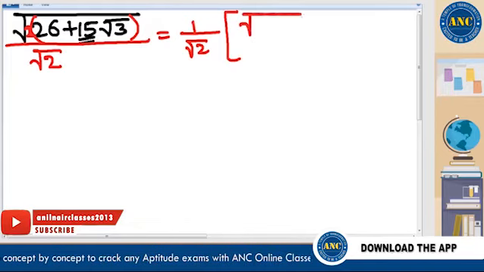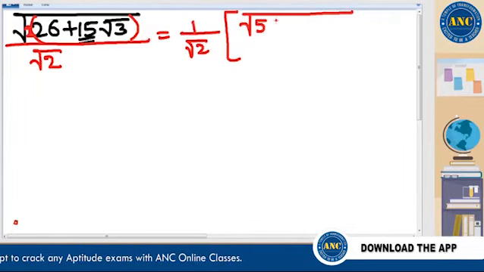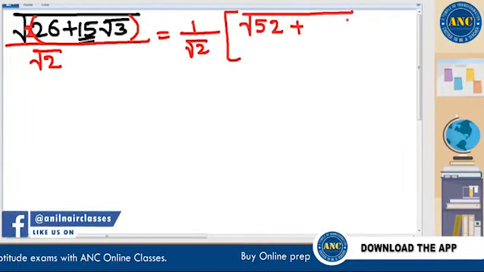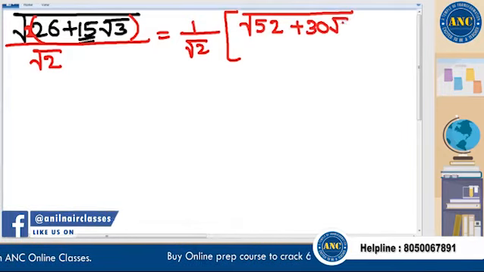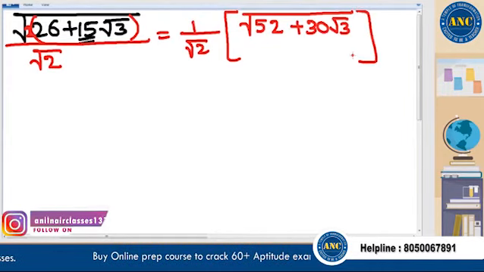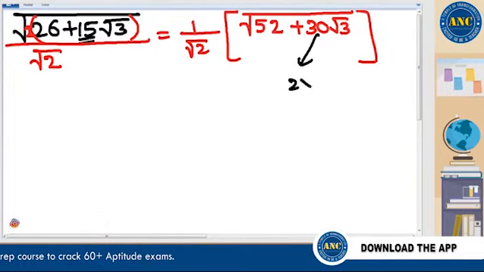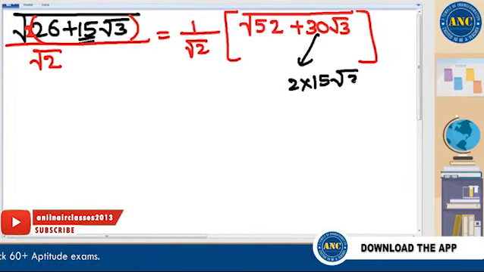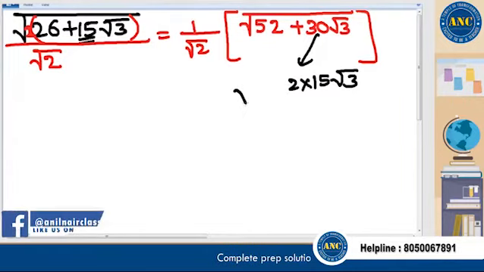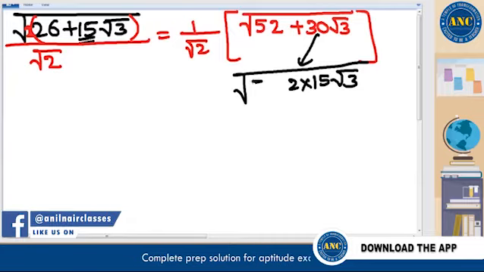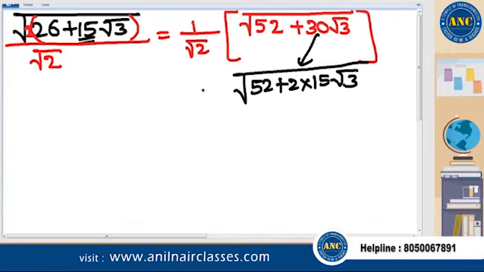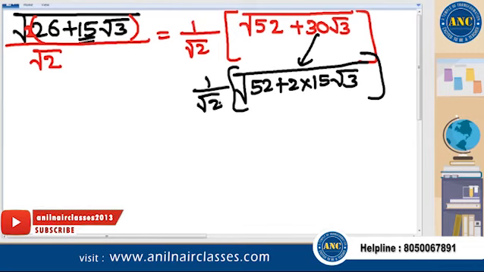So square root of 26 into 2 is 52. 15 into 2 is 30 root 3. In fact, I should actually write it as 2 into 15 root 3. Now, can I say that, let me write the entire thing: this is square root of 52 plus 2 into 15 root 3. Outside it is 1 by root 2.